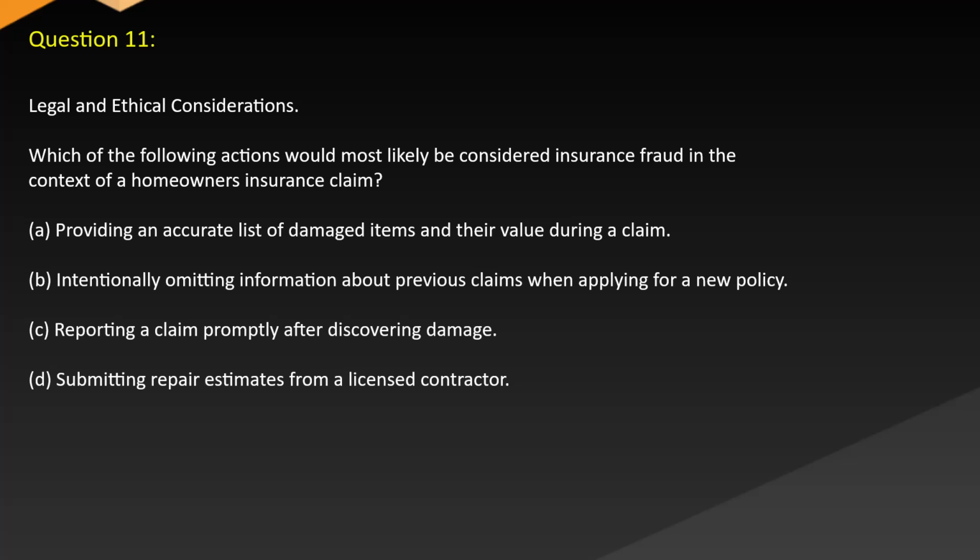Question 11. Legal and ethical considerations. Which of the following actions would most likely be considered insurance fraud in the context of a homeowner's insurance claim? A. Providing an accurate list of damaged items and their value during a claim. B. Intentionally omitting information about previous claims when applying for a new policy. C. Reporting a claim promptly after discovering damage. D. Submitting repair estimates from a licensed contractor.